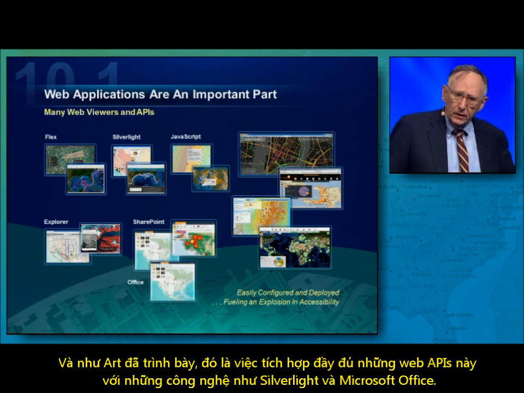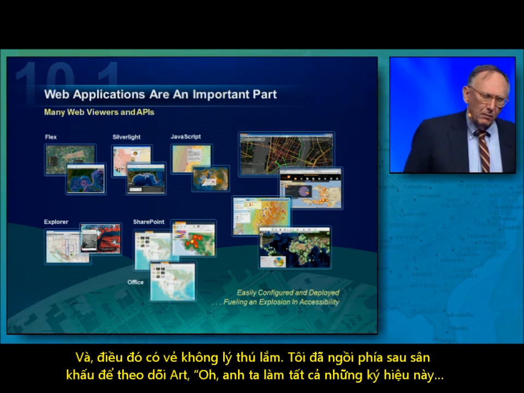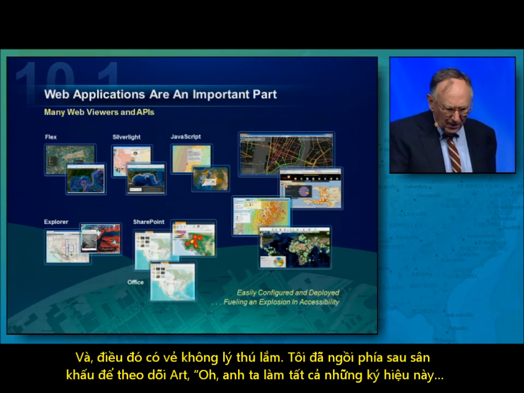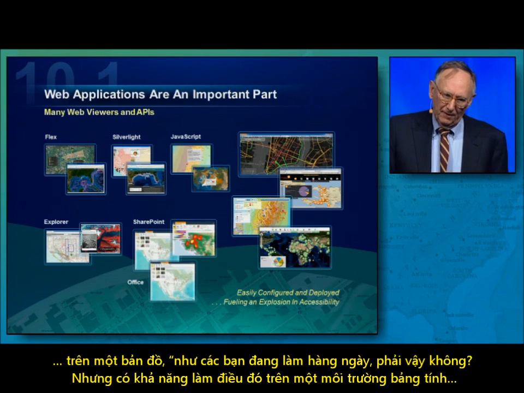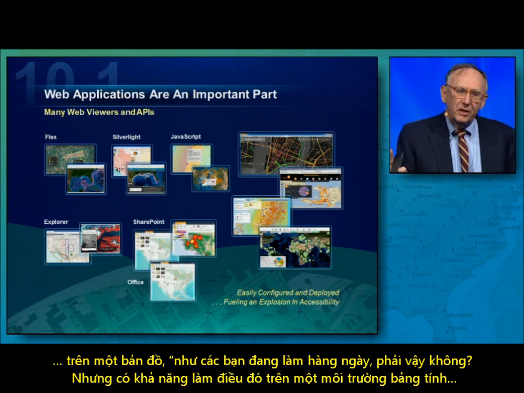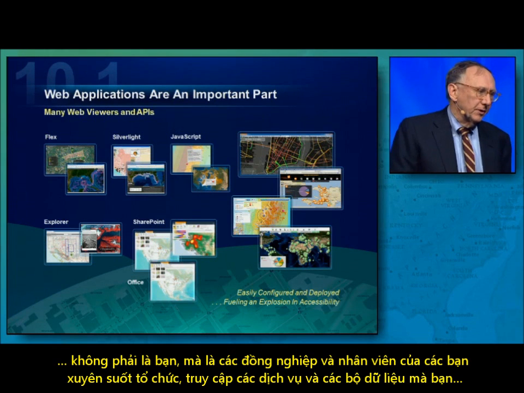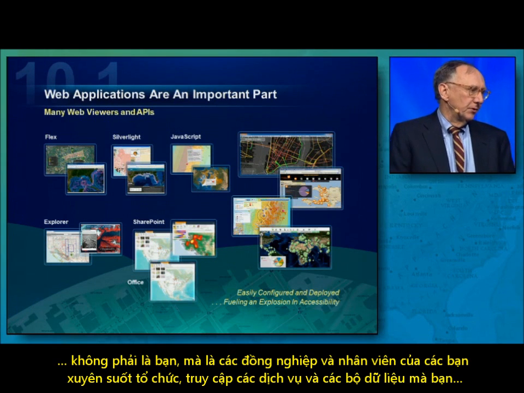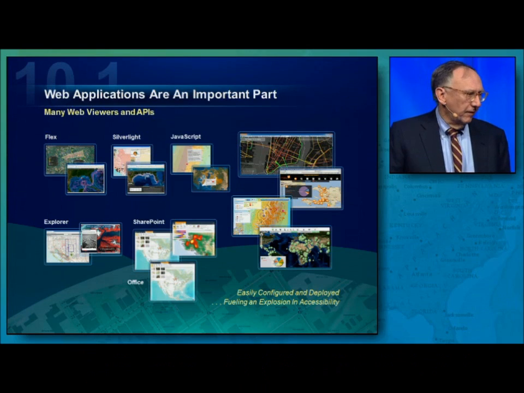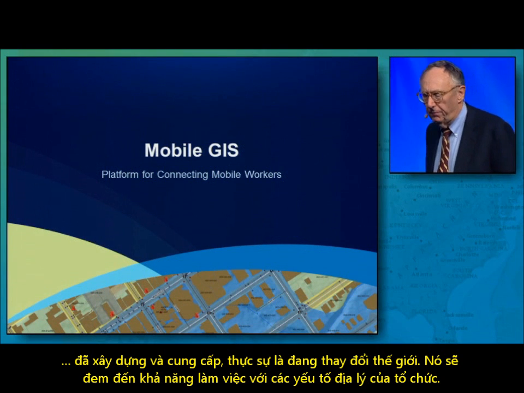And then what Art showed, full integration of these web APIs with things like Silverlight and Microsoft Office. And again, that may not be so appealing. I was sitting backstage looking at Art's thing saying, oh, he made these symbols on a map, like, you guys all do that every day, right? But being able to do that in a spreadsheet environment, not you, but your colleagues and knowledge workers across the organization, accessing the services and data sets that you build and provide is just going to change the world. It's going to geospatially enable the enterprise.